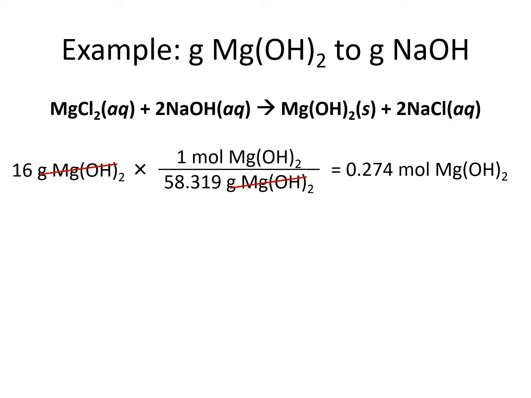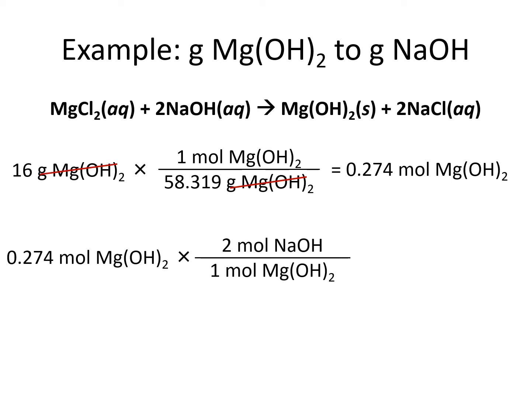Now that we have it in moles, we can do a mole-to-mole conversion to go from our product to our reactant using a stoichiometric factor. Since we're starting with moles of magnesium hydroxide, that is going to go on the bottom of our conversion factor. We're trying to find sodium hydroxide, so that's going to be on the top.